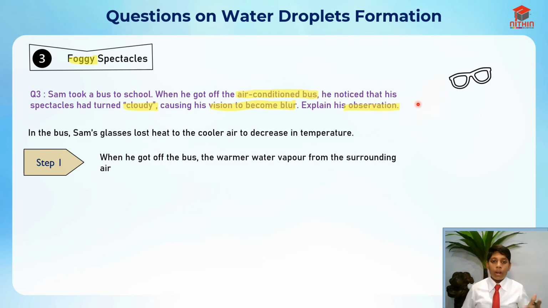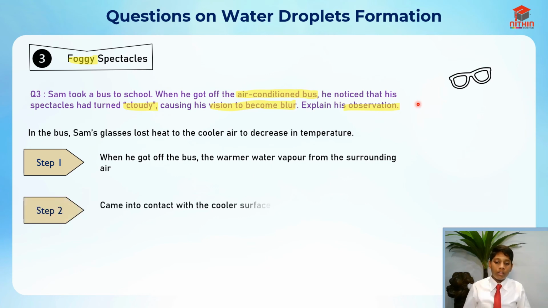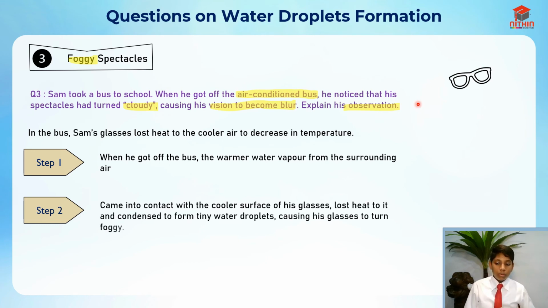That's why his glasses did not turn foggy before he got into the bus. But after he came out, his glasses are actually cooler than the surrounding air. So when the surrounding air comes into contact with the cooler surface of his glasses, it loses heat to it and condenses to form tiny water droplets, and these water droplets are actually the fog. So this is causing his glasses to turn foggy. Okay, so this is how we explain and answer this question. Now let's move on.